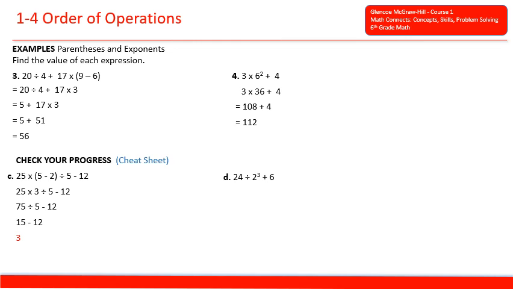24 divided by 2 cubed plus 6. So PEMDAS, parentheses, I don't see any. E for exponents, I do see an exponent, 2 cubed. So we're going to do 24 divided by 2 cubed, or 8, because 2 times 2 times 2 is 8, plus 6. And now in PEMDAS, no parentheses, no exponents left. There's no multiplication, there is division. So we're going to divide 24 by 8, and we'll get 3 plus 6. And now we only have the addition left, and that is 9.